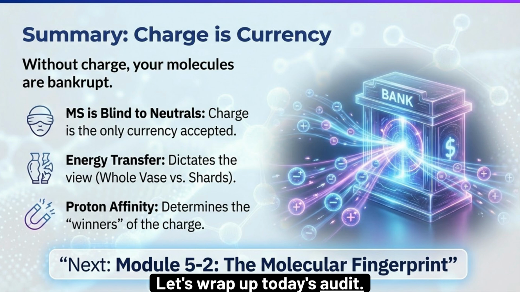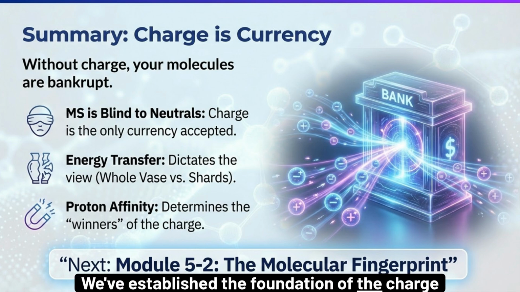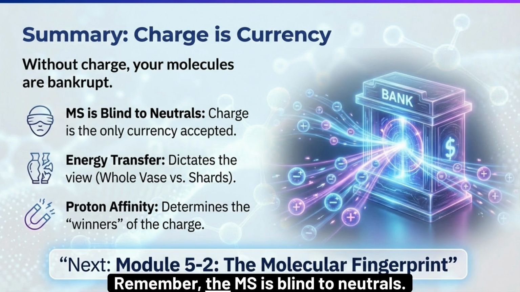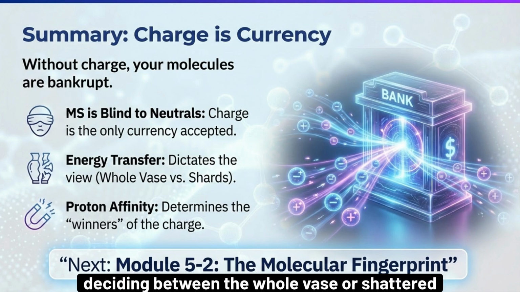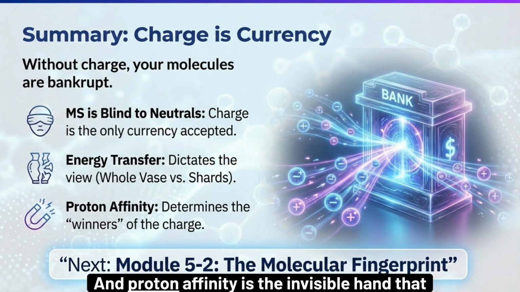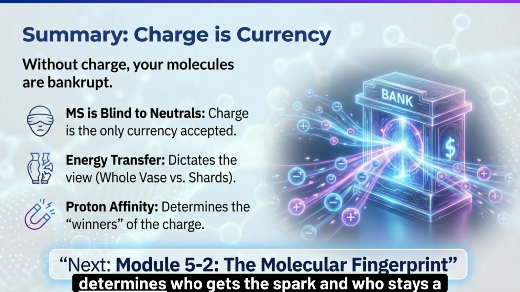Let's wrap up today's audit. We've established the foundation of the charge catalyst. Remember, the MS is blind to neutrals. Charge is the only currency accepted. Energy transfer defines your field of view, deciding between the whole vase or shattered shards. And proton affinity is the invisible hand that determines who gets the spark and who stays a ghost.